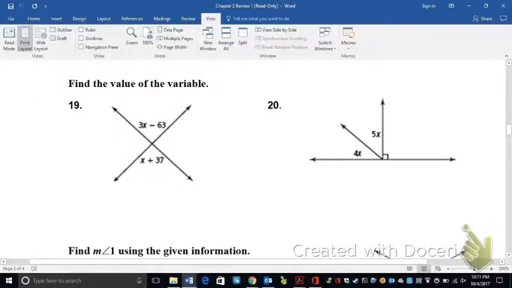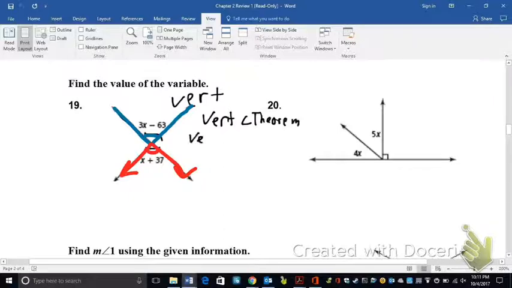Okay, 19. So we need to find the value of each variable. Now when we look at this, we see that they're vertical angles. Vertical angles are kind of a hallmark of this chapter. If we have an angle right there, and then we draw the opposite rays for that angle, the resulting angle right there is vertical. And we know from our vertical angle theorem that vertical angles are congruent. Congruent angles have equal measures.